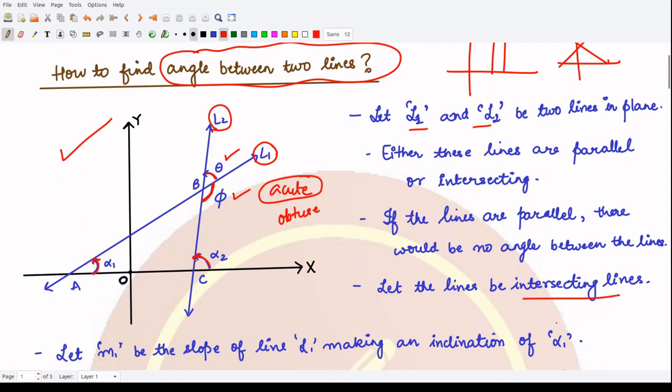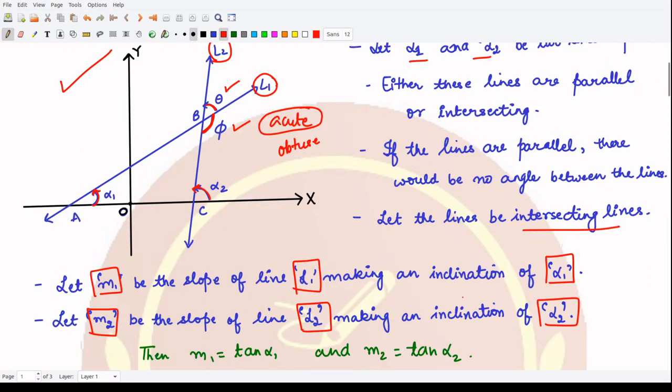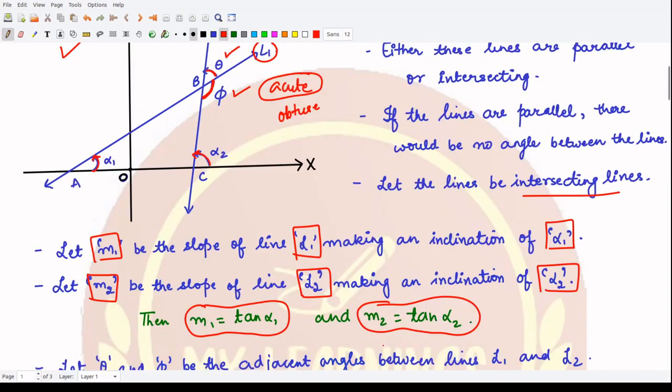Now once we have intersecting lines, we assume that for the line L1 we have m1 as the slope, with it making an angle alpha 1 with the positive x-axis, and L2 is another line which has slope m2 and which makes an angle of alpha 2 with the positive x-axis. Right, in that case your slope m1 is equal to tan alpha 1 and m2 is equal to tan alpha 2, correct?